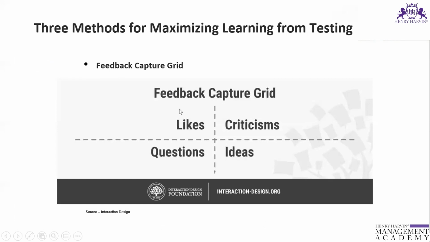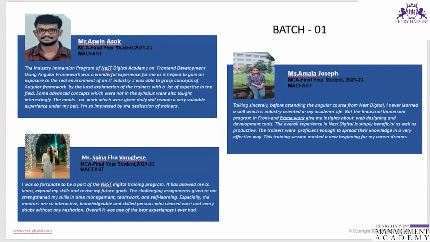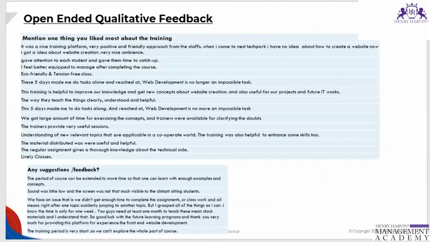Apart from the metrics I shared earlier, you can have a qualitative measurement also. Maybe you can give a feedback capture grid, and we can understand what the likes of the customer are, what the different criticisms shared by the customer are, what the questions are, and what the different ideas are. So this gives you a little bit of qualitative feedback. I have shared a few qualitative feedback earlier. You have seen that, am I right? So these are some of the qualitative feedback, where we can understand what the criticisms are and what the ideas are.